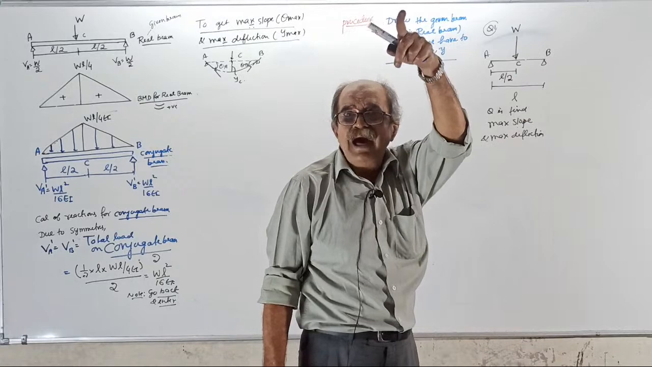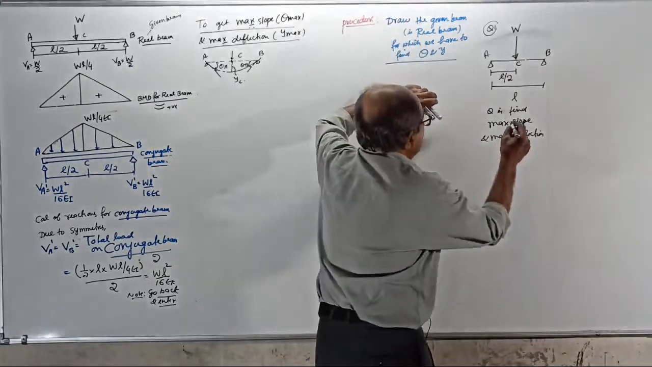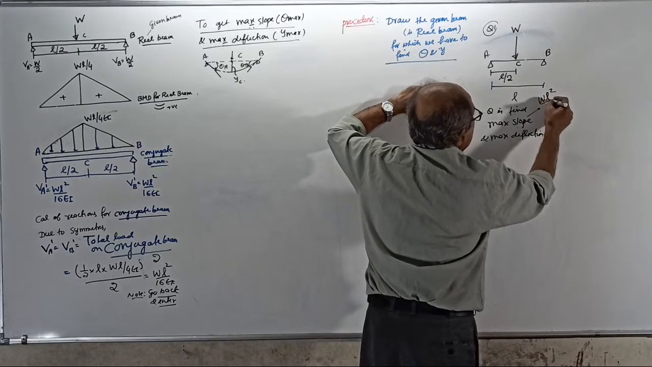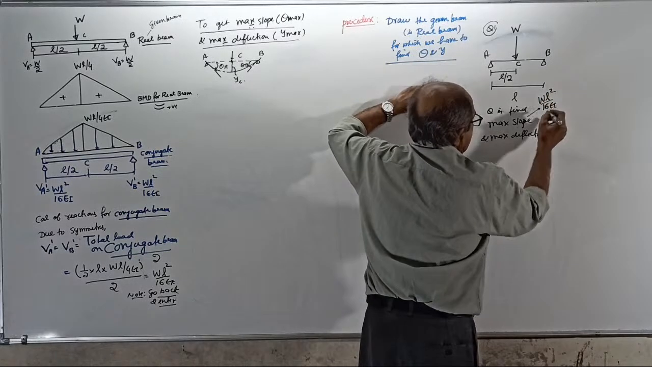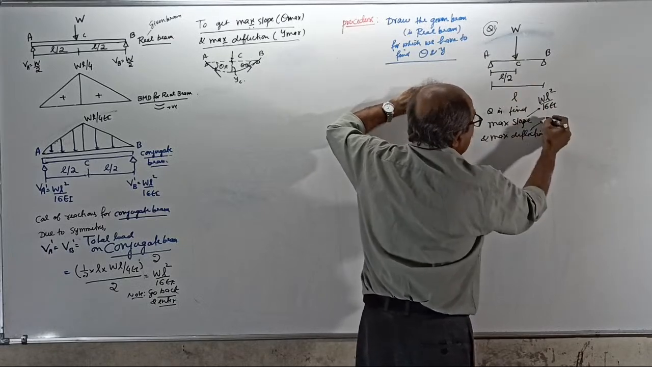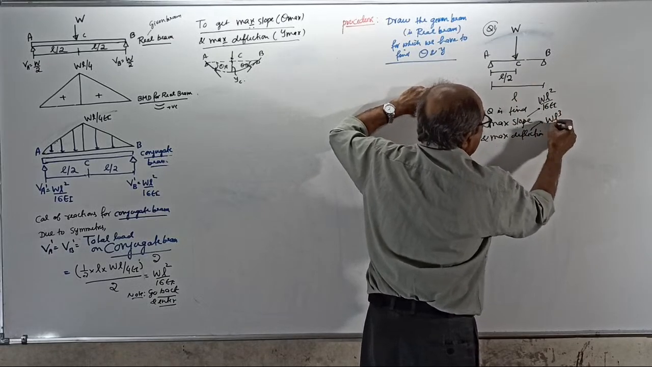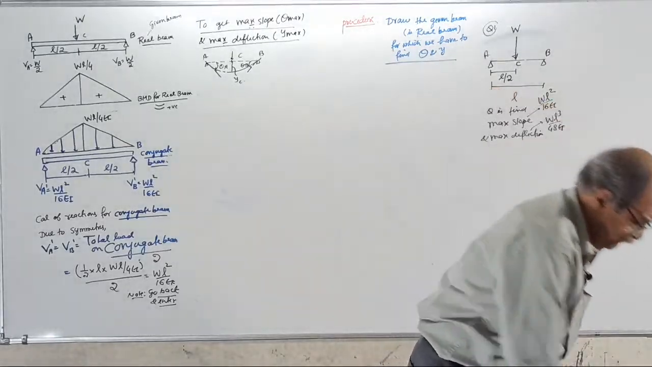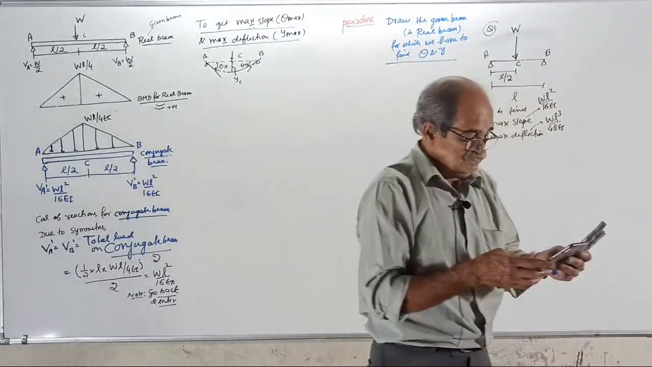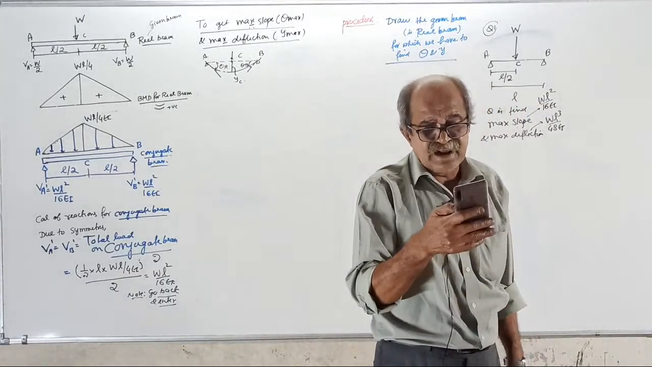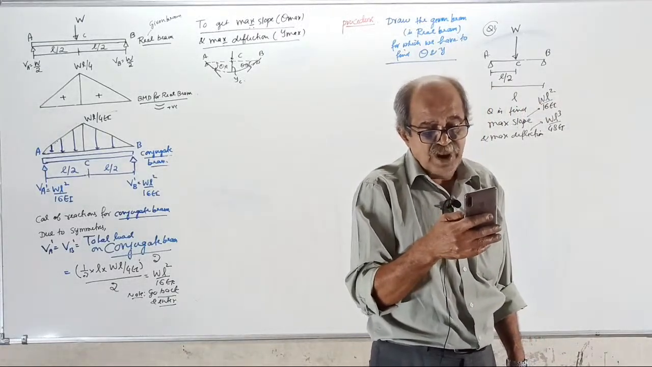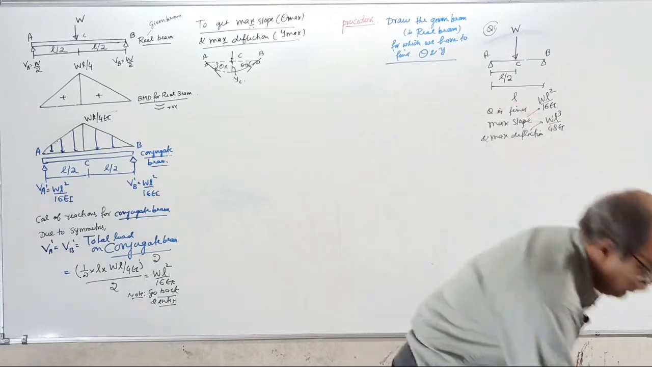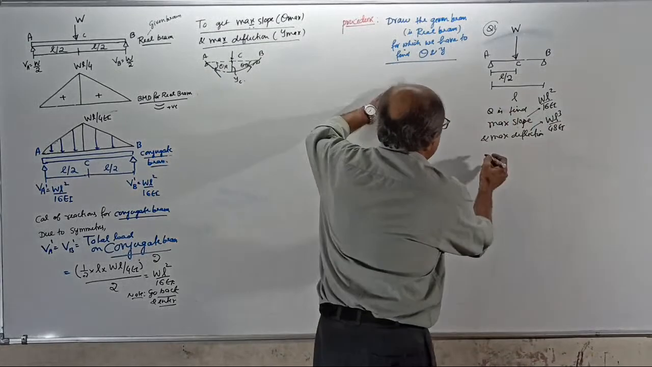If you remember, earlier by the moment area method we got this answer: WL square by 16 EI. This deflection, if you remember, is WL cube by 48 EI. Do you remember? This is a standard answer, solved long back.